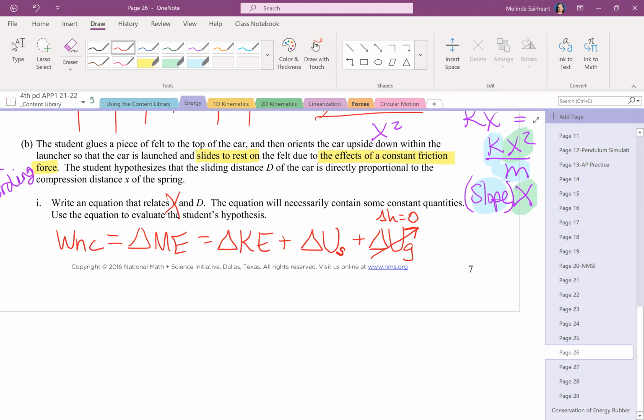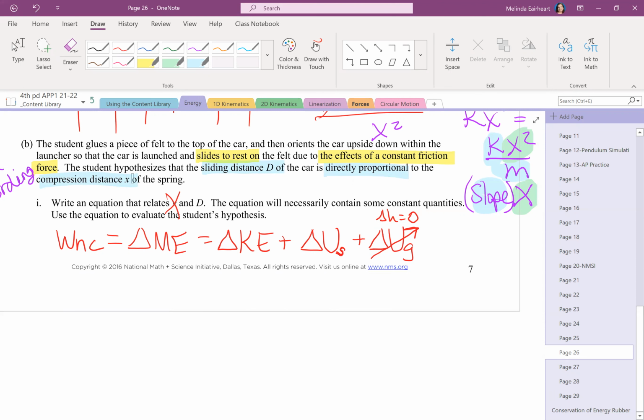And it says the student once again is going to hypothesize that the sliding distance, and they specifically say capital D, not a generic lowercase d. So you got to be mindful of these very defined variables. The student hypothesized that capital D is directly proportional to the compression distance again. First question, write an equation.